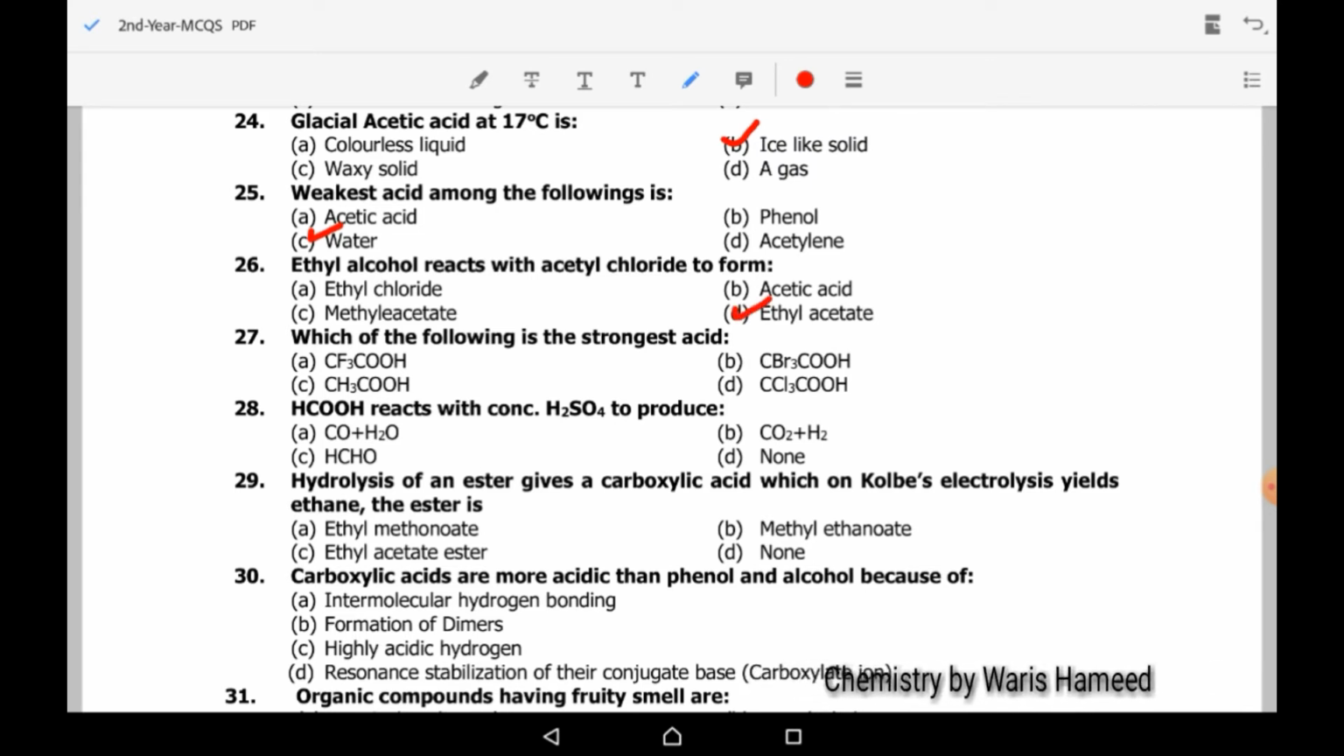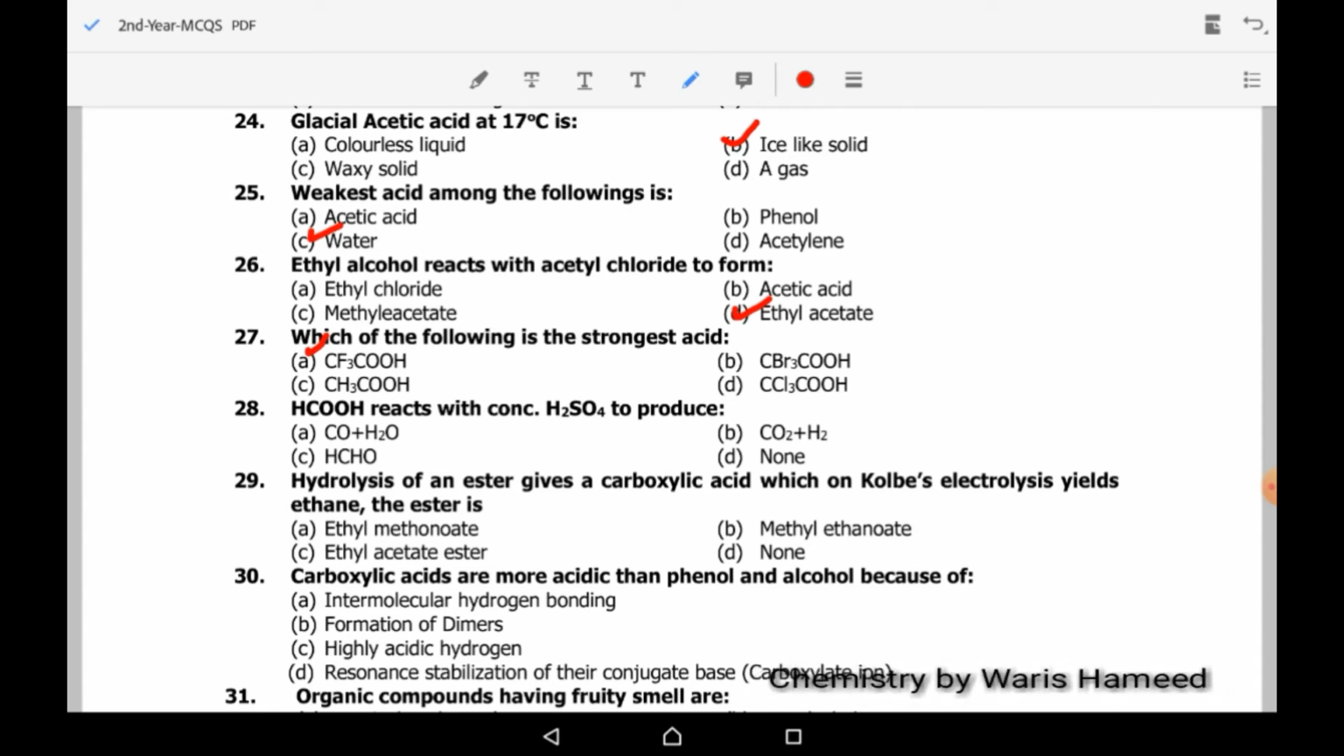Which of the following is strongest acid? Acidity of carboxylic acid depends upon the substituent attached to the alkyl group. If the substituent is electron donating in nature, then the acid will be weaker, and if the substituent is electron withdrawing in nature, then the acid will be strong. So according to these options, fluorine is the most electronegative and has greater ability to attract electron density toward itself. So A option is correct one. CF3COOH will be the stronger acid among all of them.